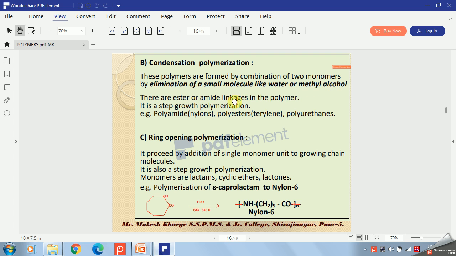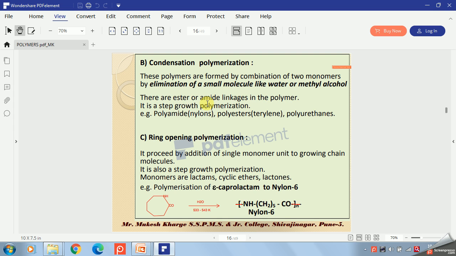So in these polymers there may be an ester linkage, -C(=O)-O-, or an amide linkage, -CO-NH-, and it is a step growth polymerization, so the polymers are called step growth polymers. An example is polyamide, particularly nylons. Another example is polyester, for example terylene, and polyurethanes. These are some examples of condensation polymerization.